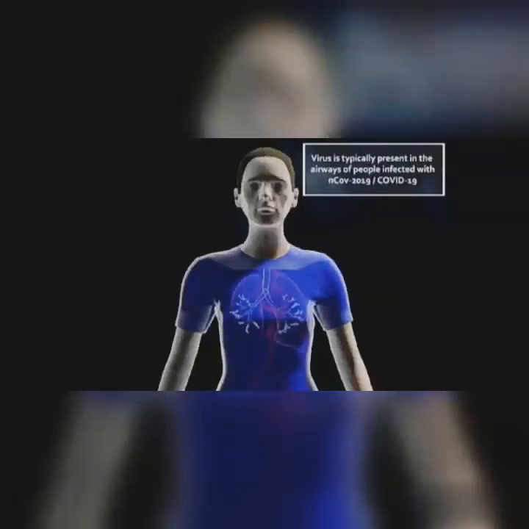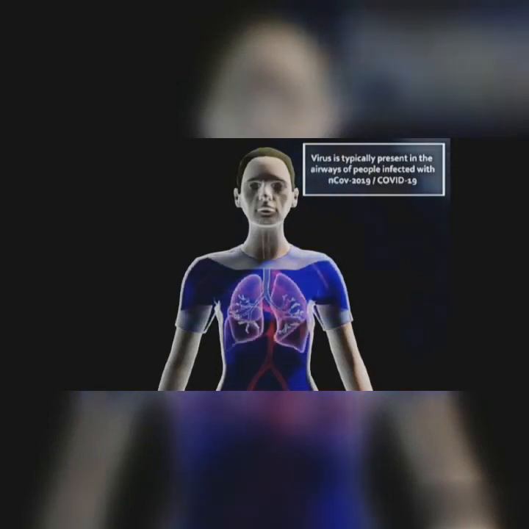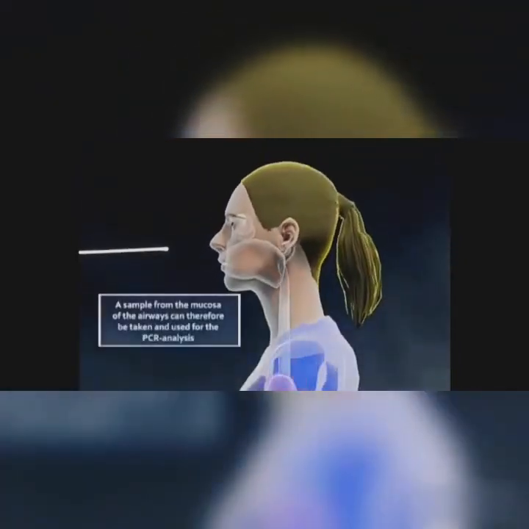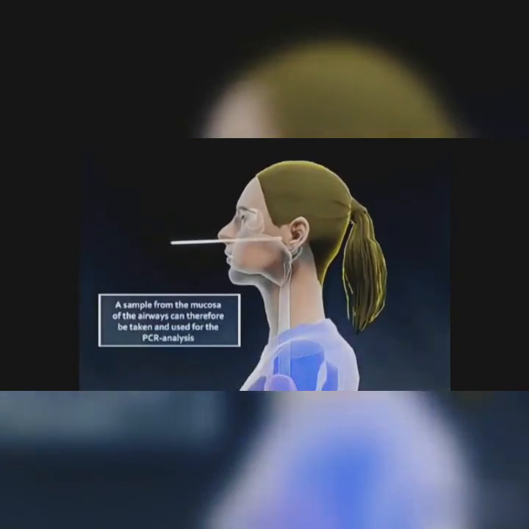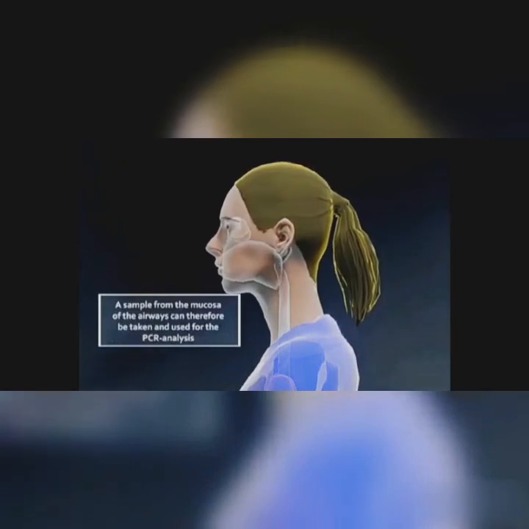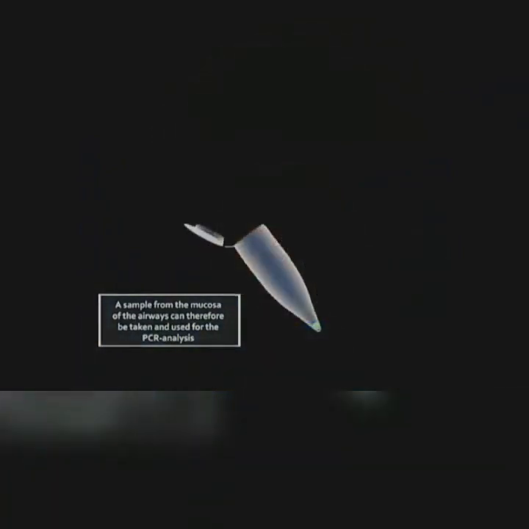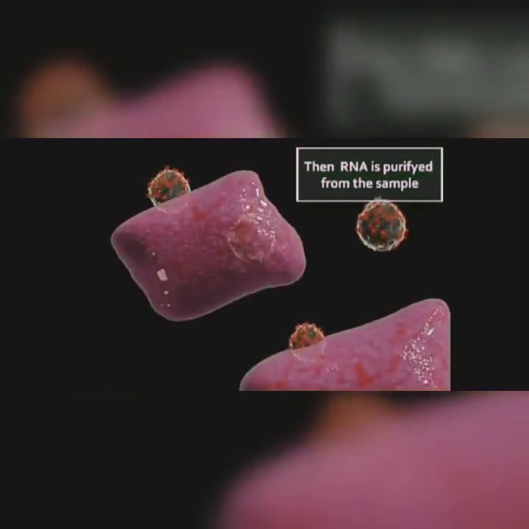Virus is typically present in the airways of people infected with COVID-19. A sample from the mucosa of the airways can therefore be taken and used for PCR analysis. Then RNA is purified from the sample.